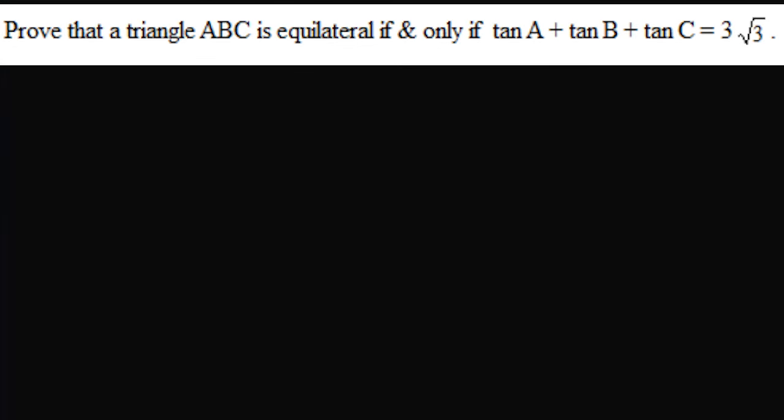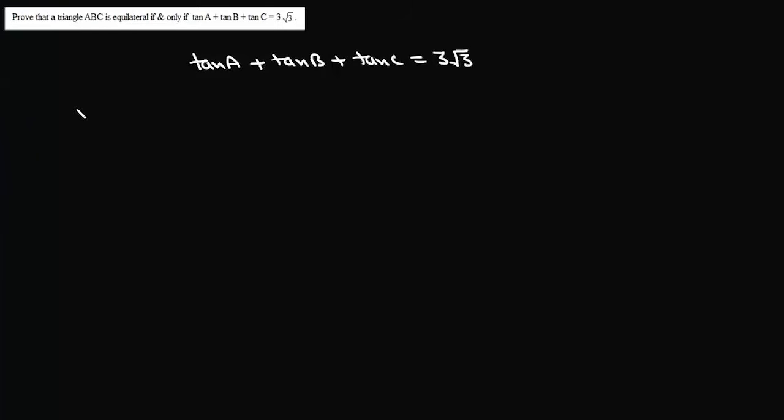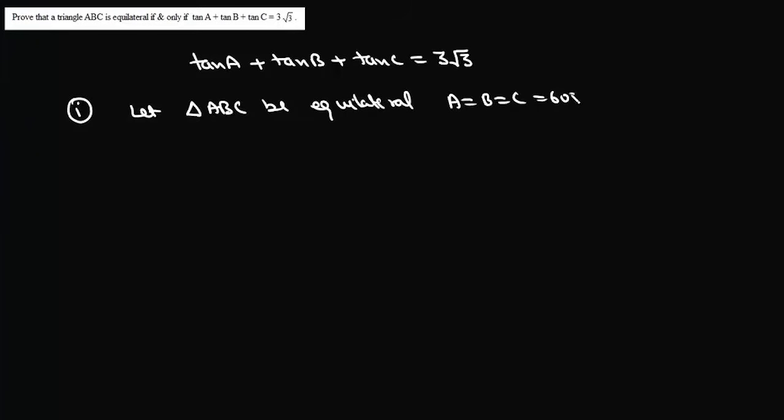Now here the question is, prove that a triangle ABC is equilateral if and only if tan A plus tan B plus tan C equals 3 root 3. So it is if and only if, so we have to prove it both ways. First, let triangle ABC be equilateral. In that case, A equals B equals C equals 60.